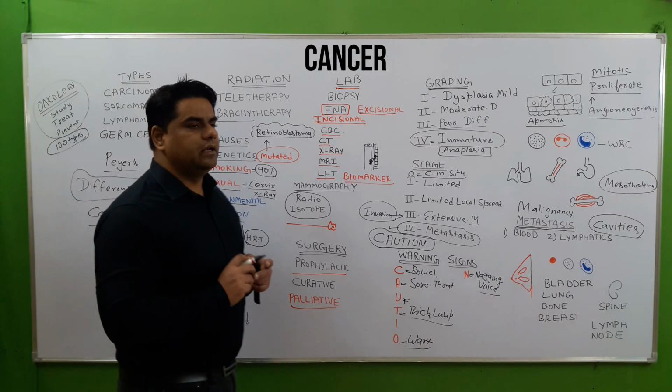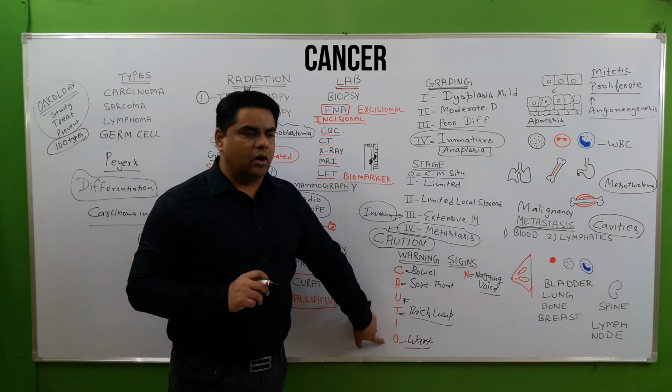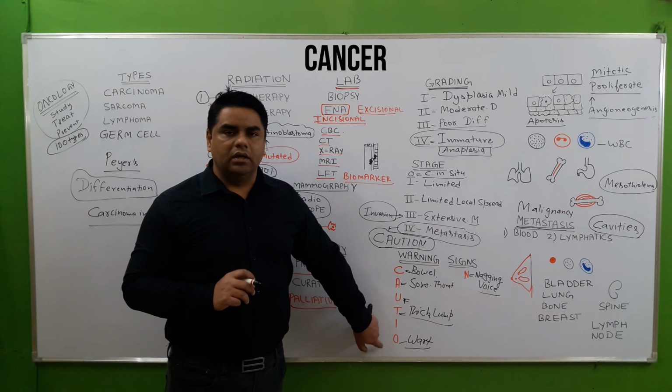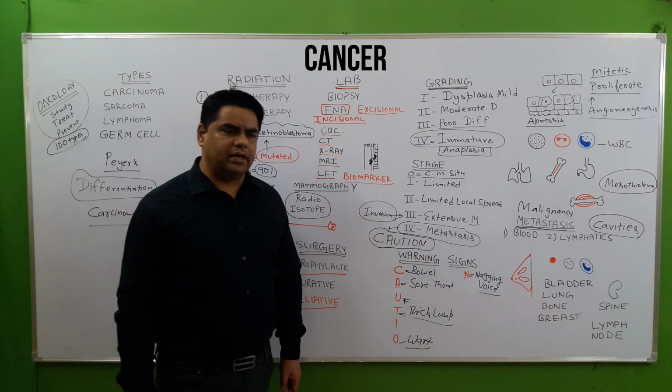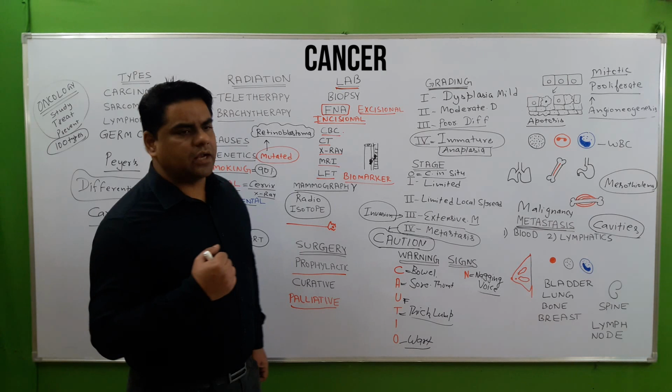And then is the, we can say, obvious. O stands for obvious change in the wart or the mole. Some people have a wart or mole which shows obvious changes. An injury can be there which is not healing on time. And unnecessary weight loss can be there. Cough can be there. Swelling can be there. Lump formation can be there. Cachexia can be there.